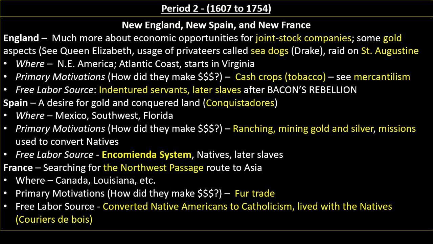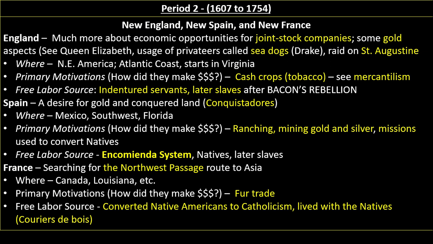Later on, indentured servants will not be used, and that is due in part to something called Bacon's Rebellion, a huge deal that I want you to make sure you study as well. We'll go back and look at that later on. So eventually they'll swap over to slavery because of a revolt of a bunch of indentured servants who actually burned down Jamestown.